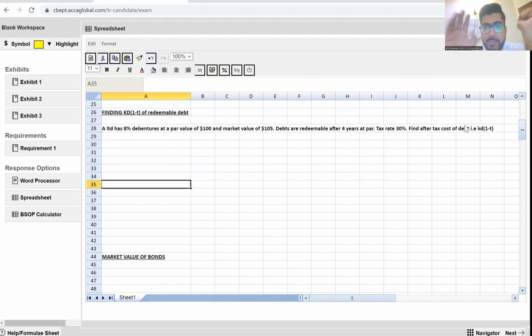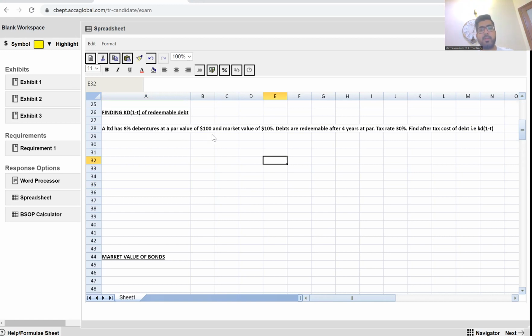Now, if debts are redeemable or convertible, you apply IRR. It takes a lot of time. I just taught you the IRR function. It will save your time. Now, how did you used to do this question traditionally? A Limited has 8% debentures at a par value of 100, market value 105. Debts are redeemable after 4 years at par, tax rate 30%, after tax cost of debt.